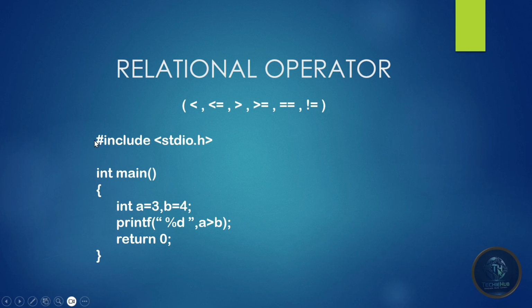Okay. So to the example program, this is the header file section, and into the main function section, we'll have the same variables with the same values. A is equal to 3 and b is equal to 4. In printf, we are going to get the value. Okay. So here the relation is a greater than b. So what is the value of a? A is equal to 3 and b is equal to 4. So 3 greater than 4? Obviously not, it is false. So we'll get the output as 0.